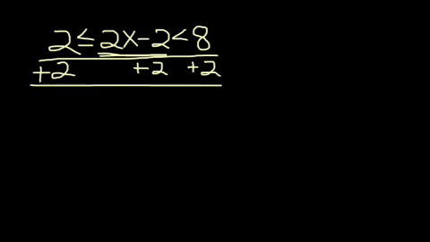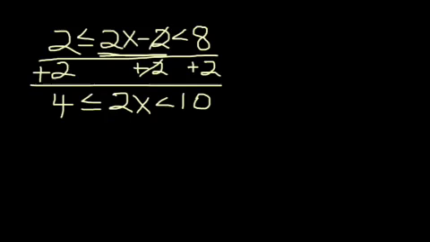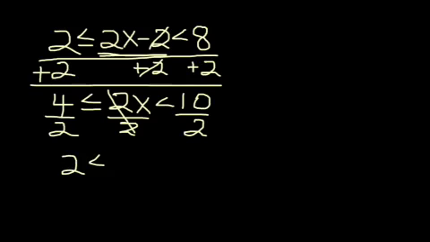So on the left we end up with 4, keep the sign less than or equal to, and we are left with 2x in the middle because the plus 2 and minus 2 cancel each other, keep the sign, and then 8 plus 2 is 10. The last thing we have to do to solve this one, pretty easy, is divide by 2 to cause these to cancel, but if we do it on the middle we have to do it on both the left and the right. So 4 divided by 2 is 2, keep the less than or equal to sign.